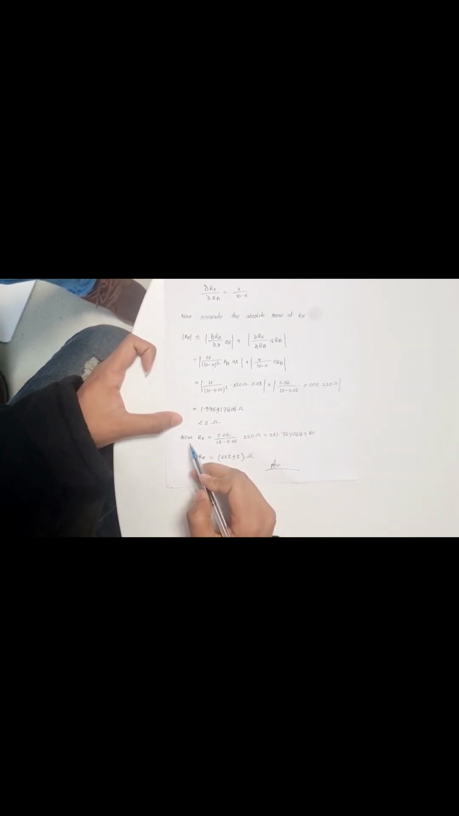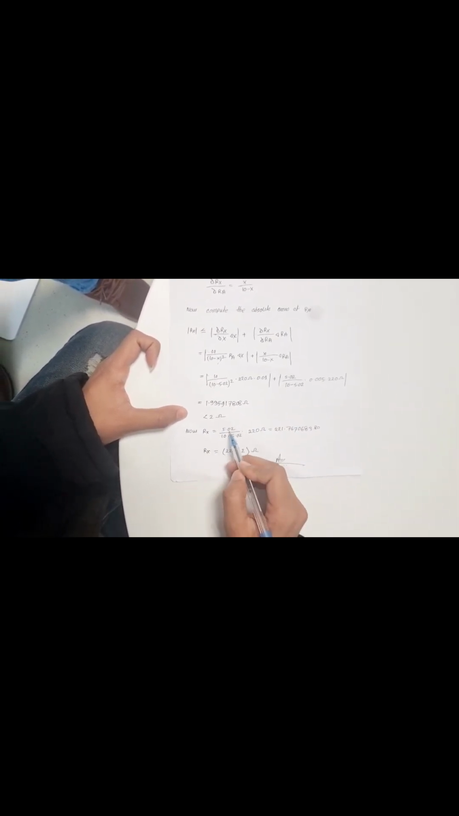Now we compute the absolute error of Rx, here. We put in all the values here, and now we can see the X value and the Ra value, and we can calculate here. After that we finally get 1.9 and something ohm, which means less than 2 ohm. So now we can see Rx, our value here. After calculation we find Rx is equal to 222 plus or minus 2 ohm. That's our answer.